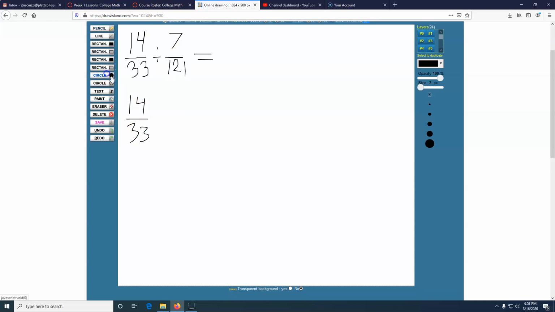We will change it to multiplication. And then we will flip that fraction upside down, and we get 121 over 7. Now, this is still an ugly looking problem, but I can see here that for 14 and 7, well, 7 comes out of those.